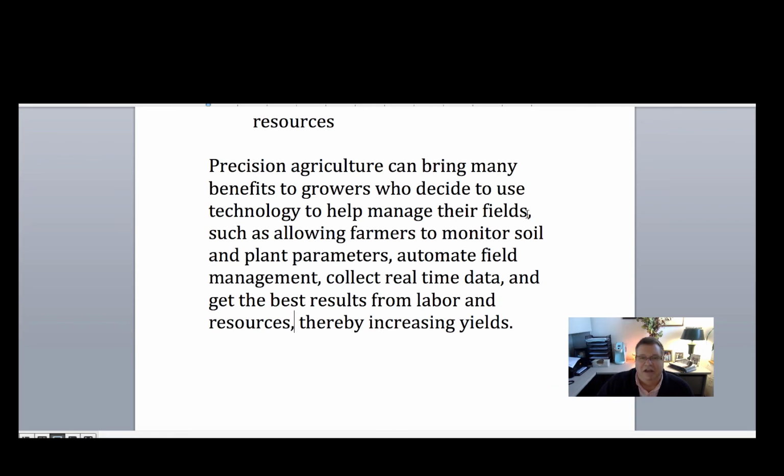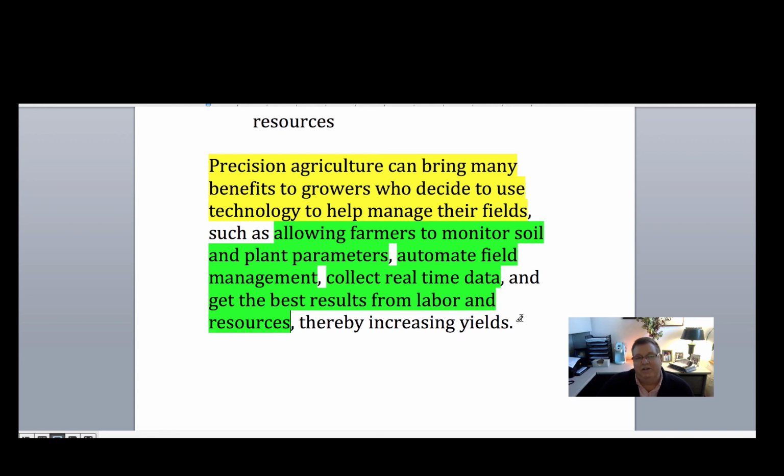So let's note the various elements to this thesis statement. First, we have our claim. Precision agriculture can bring many benefits to growers who decide to use technology to help manage their fields. Then we have our various reasons. Allowing farmers to monitor soil and plant parameters, automate field management, collect real-time data, and get the best results from labor and resources. The last thing we have is really just this phrase here, thereby increasing yields.